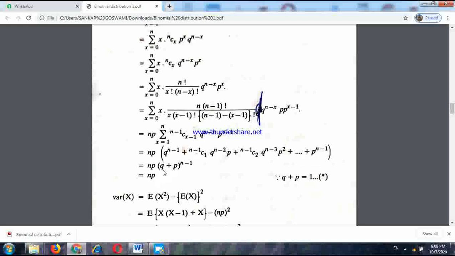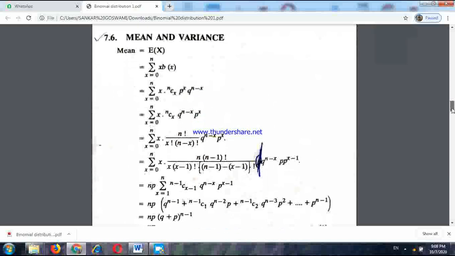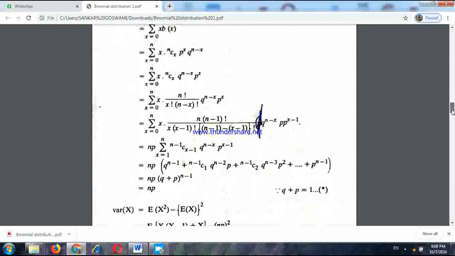Now this is nothing but the expansion of (q plus p) raised to the power n minus 1. And as we know, q plus p equals 1, because q is nothing but 1 minus p, so I get np. So for a binomial distribution with parameters n and p, the mean or the expectation is np. You are to remember this.